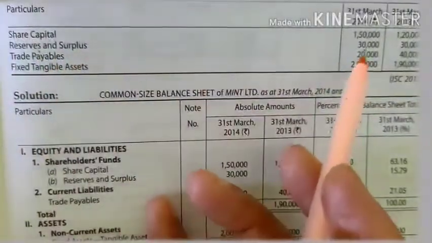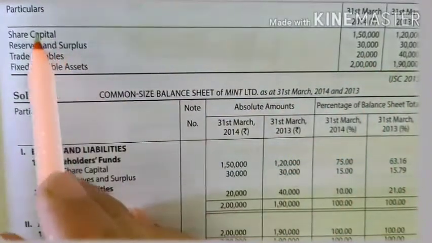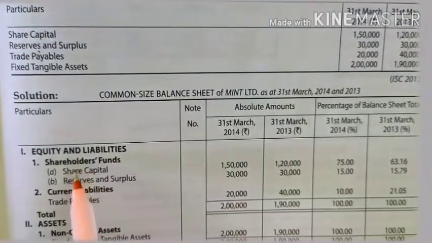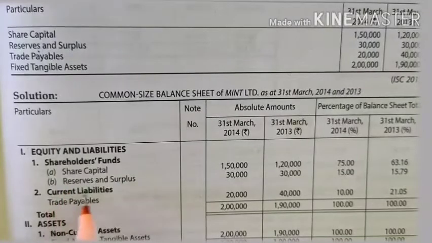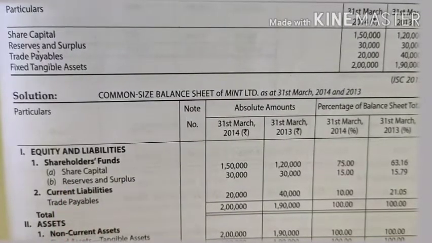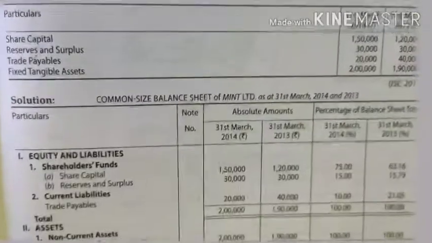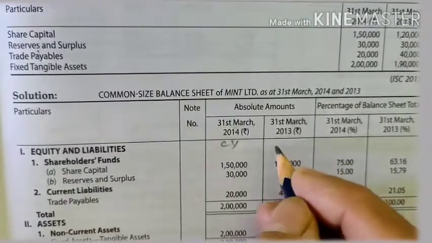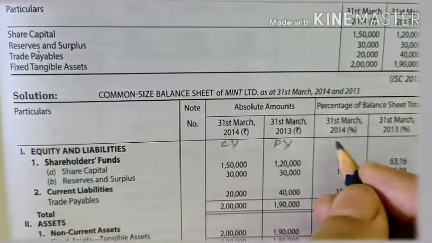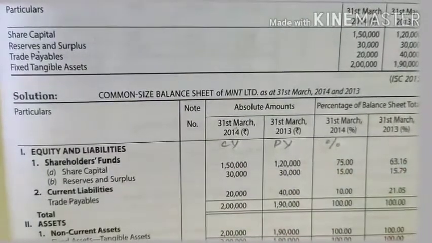Now let's check the common size balance sheet. Here the question will be given like this. The values are there. Now you have to arrange them in the items column here. Equity and liabilities, you have shareholders fund, current liabilities, total assets, non-current assets, and then the total. This is your current year, this is your previous year, and this is the column for percentage.